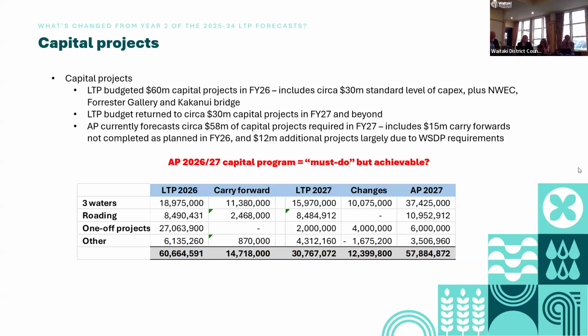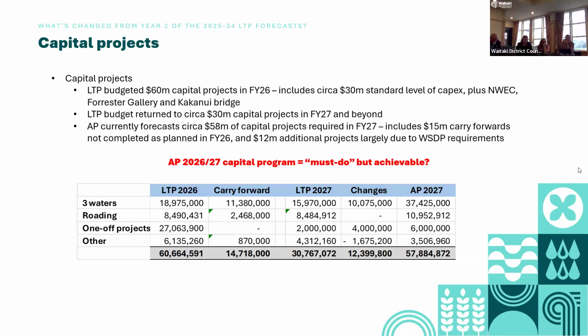Okay, so this slide is talking about our capital projects. This is the huge listing that we went through in the long-term plan process. I'm not going to get into detail of the specific projects within it, but at an overall level, we budgeted about 60 million odd in the 26 financial year. About 30 mil is our rule of thumb about what has historically been achievable. And then we felt that we were comfortable with 60 because of the Waitaki Event Centre, Forester Gallery and Kakanui Bridge, which also had a lot of external support in them and were funded quite separately, so it didn't have quite a huge burden on our financials.